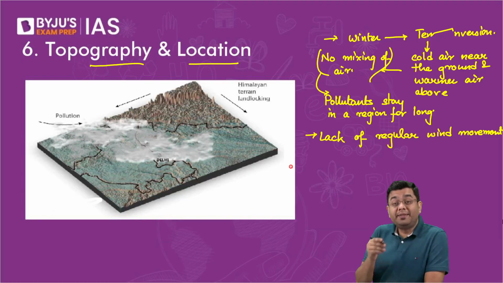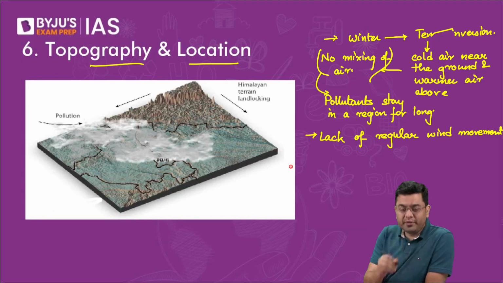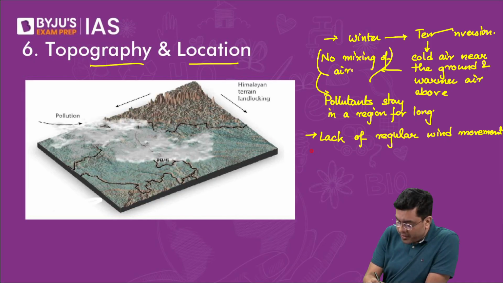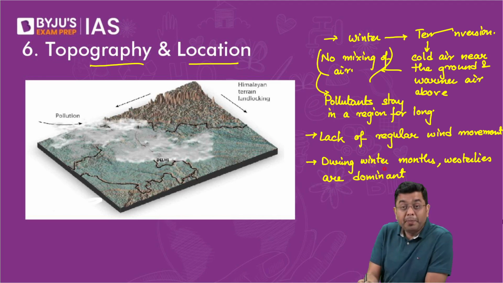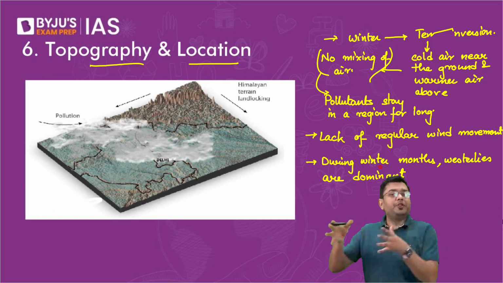It is the existence and the presence of westerlies. Westerlies are dominant during winter months. Now, if I say that westerlies are dominant, it means they are moving from west to east.